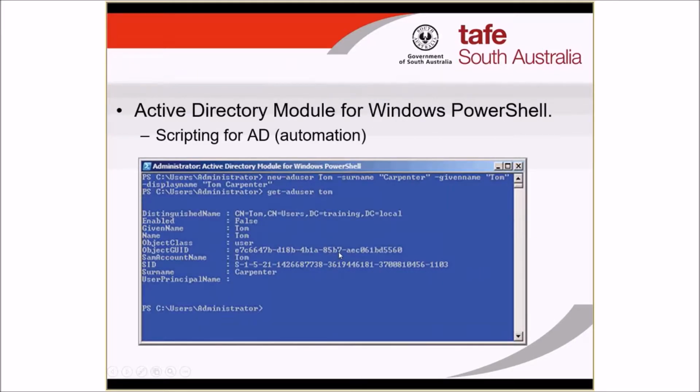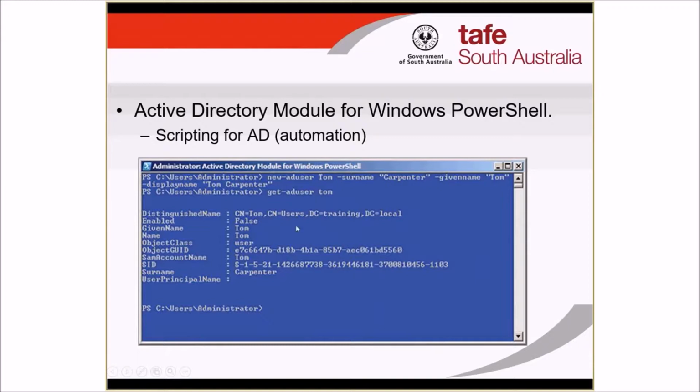Here's another example. The command here is New-ADUser. So that's the verb now, creating a new AD user. New is the verb. The noun is the Active Directory user. In this case, Tom is the username, the surname is Carpenter, the given name is Tom, and the display name is Tom Carpenter. The next one is Get-ADUser Tom. Again, the verb is Get, so you'll see that's consistent with that one. And the noun is the Active Directory user, which is called Tom. And now this is information on the Tom user.